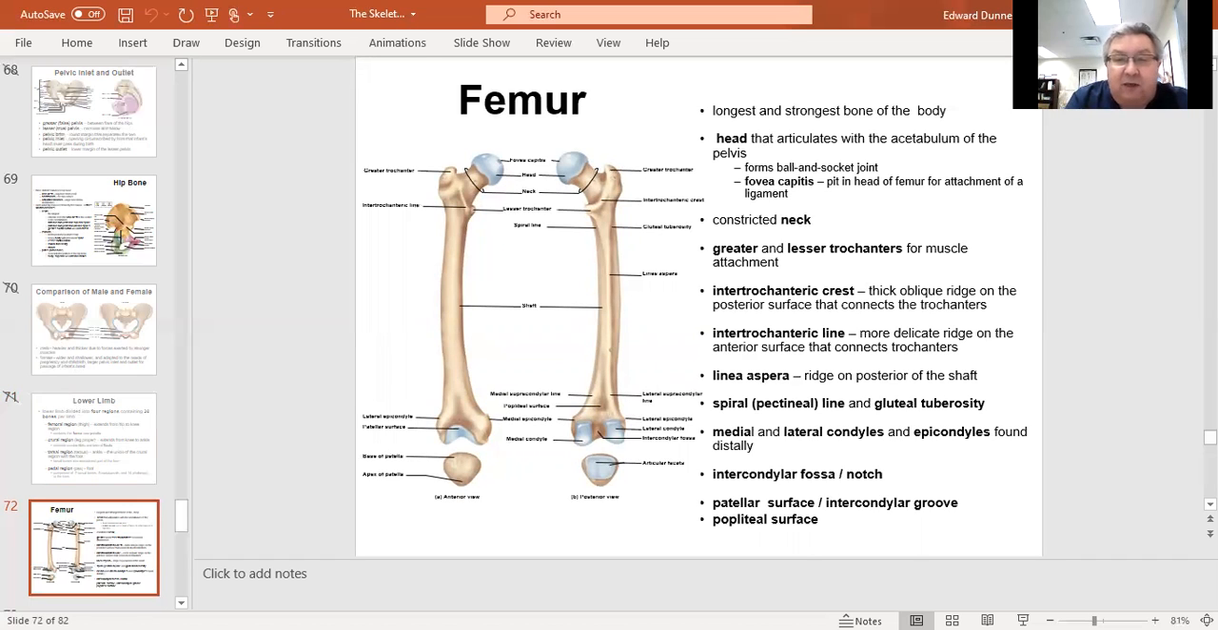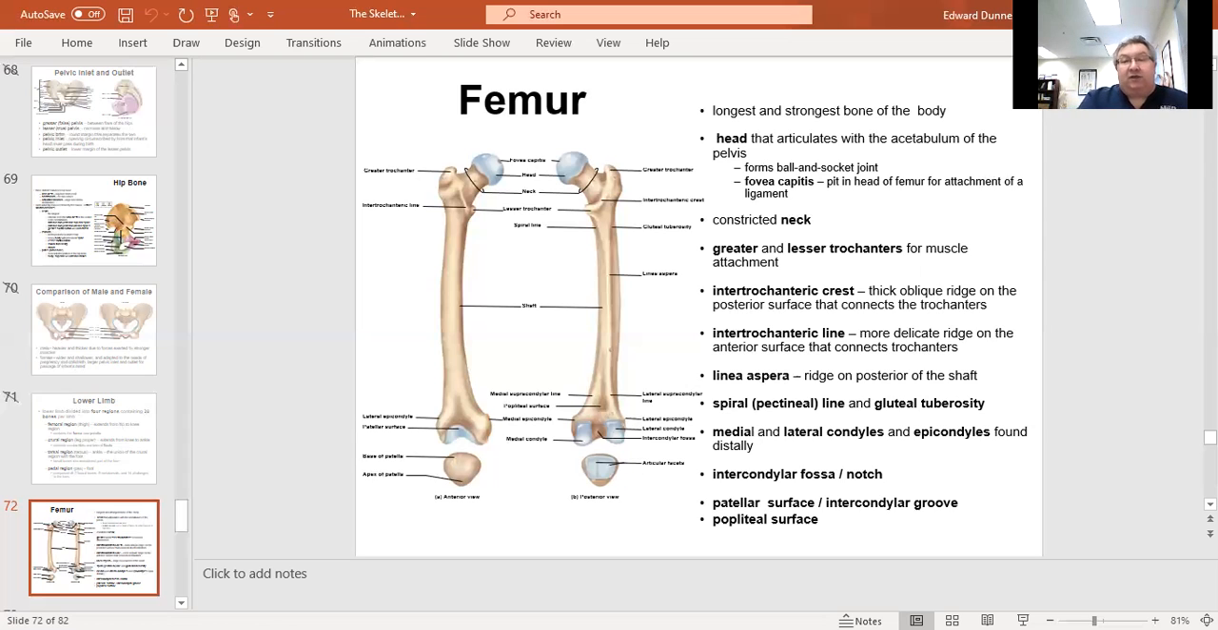Within the femoral head, there is another small pit. It is known as the fovea. It allows for a connection between the femur and the acetabulum by a ligament. There is a greater and lesser trochanter. In between the trochanters is something known as the intertrochanteric crest.